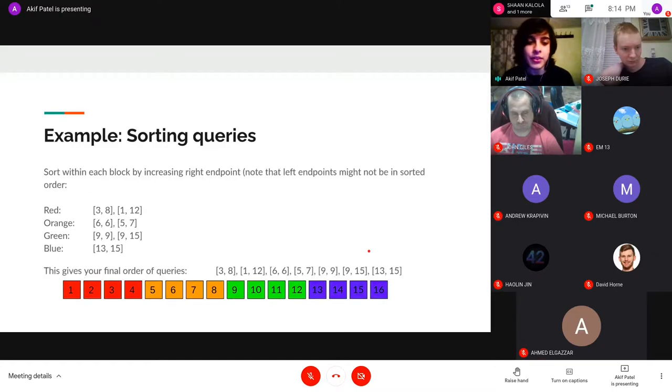Then we can secondarily sort within each row by the increasing order of the right endpoint. Notice that this will screw up the sorting of the left endpoints within each row, but that's okay. So what happens here? These two are still in the same block, block 1, and their right endpoints are sorted: it's 8, 12, right? Here, these guys are in the same block. Their left endpoints are backwards, but it's okay. Their right endpoints are the actual sorting once you're in the same block. You see, so 9, 15, and then this is the only one. Okay? Everyone clear on what the comparator is doing?